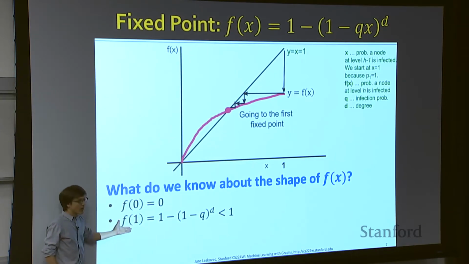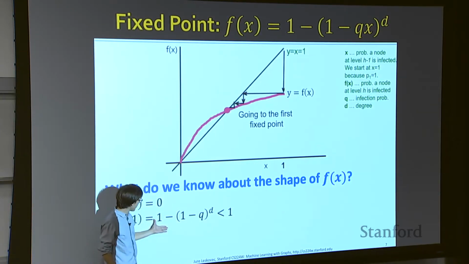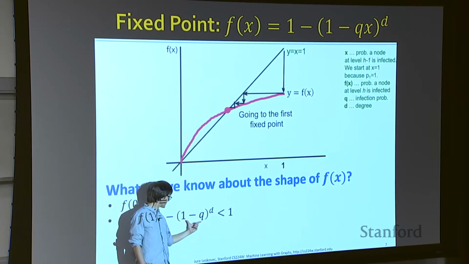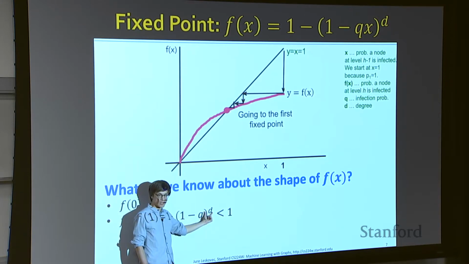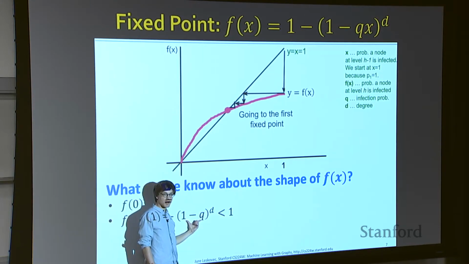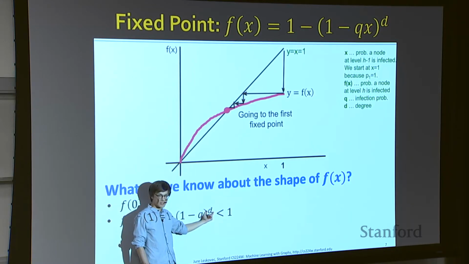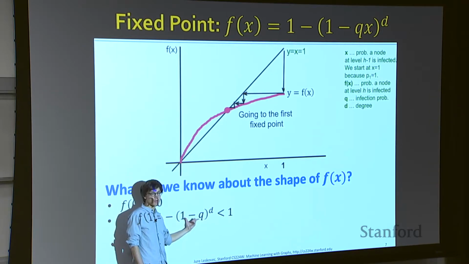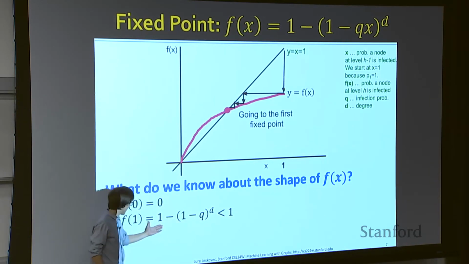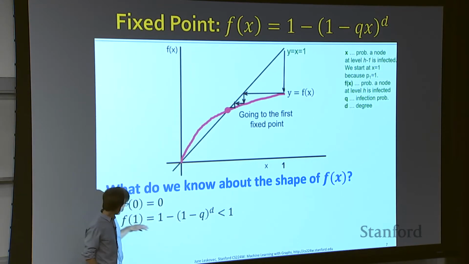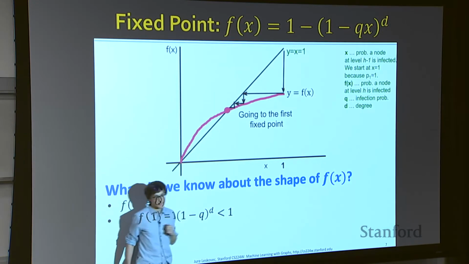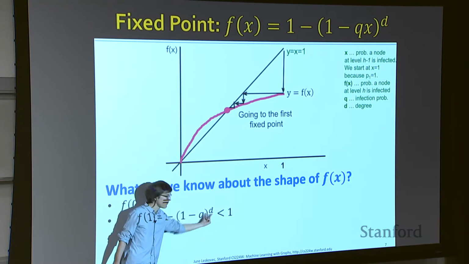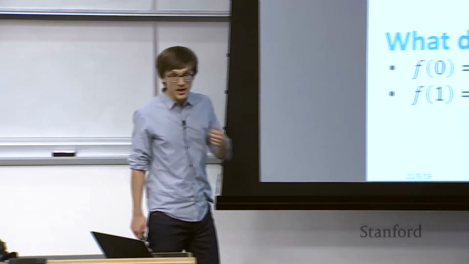The other thing is, what is f of 1? f of 1 is 1 minus q raised to the power d. q is between 0 and 1, so this will be non-negative, and a number between 0 and 1 raised to an integer d will still be between 0 and 1. So 1 minus something between 0 and 1 is less than 1. So this f of 1 will be less than 1 for any value of q and d, because q is a probability and d is the number of children, so it's an integer.